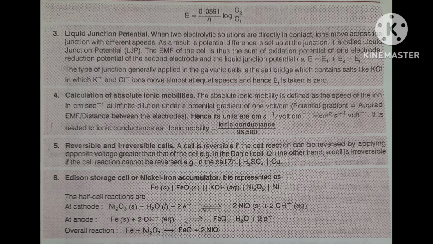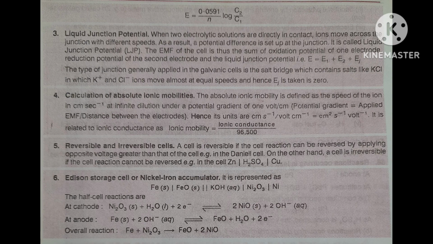The type of junction generally applied in the galvanic cell, you remember, is the salt bridge. You might have heard it many times as I have discussed. The salt bridge contains salts like KCl, in which K plus and chloride ions have almost equal speeds. Hence, Elj is taken as 0.